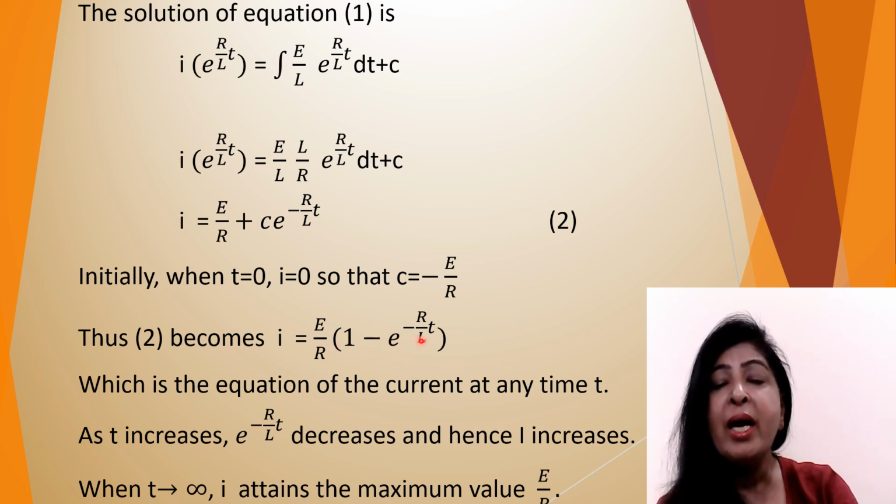Now you can see that as t increases, the factor e raised to power minus R by L t decreases, and if t approaches infinity, this becomes 0. So the current I becomes E by R. So the maximum value of I is given by E by R.